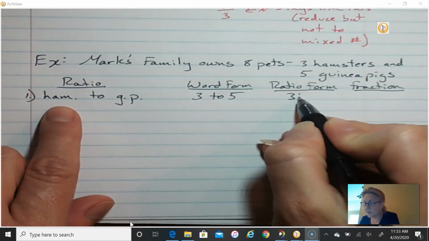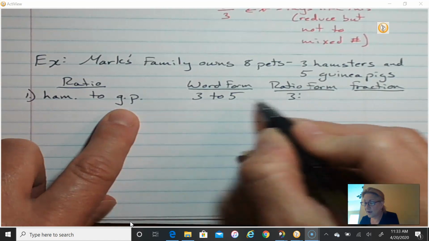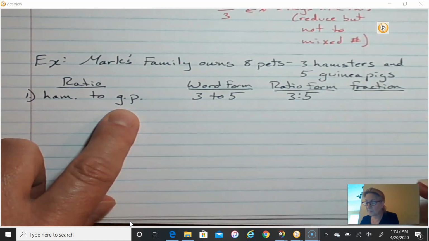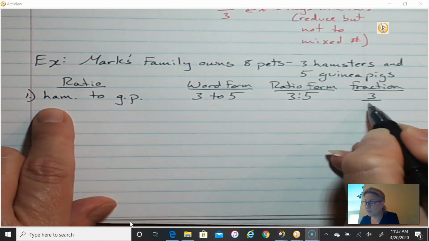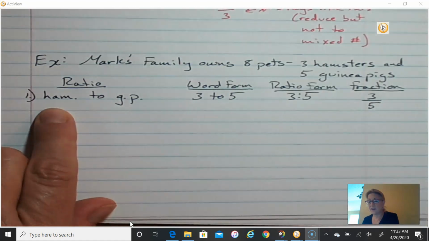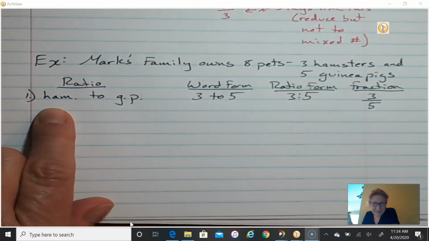3 hamsters to 5 guinea pigs. There's 3 hamsters to 5 guinea pigs. That's it, guys. That's it. That's what you're doing today.